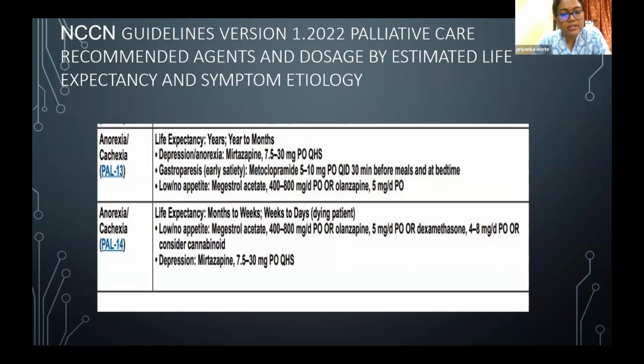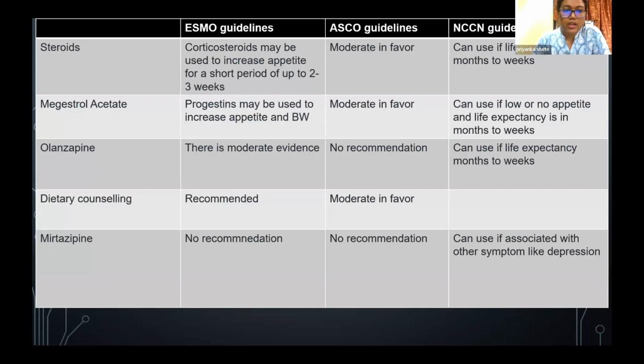Then there is life expectancy in months to weeks or weeks to days, as in a dying patient. For low or no appetite, megestrol acetate 400 to 800 mg per day orally or olanzapine, or dexamethasone, or a cannabinoid may be considered. Then for depression, mirtazapine 7.5 to 30 mg orally QHS. Then we compare the three guidelines.